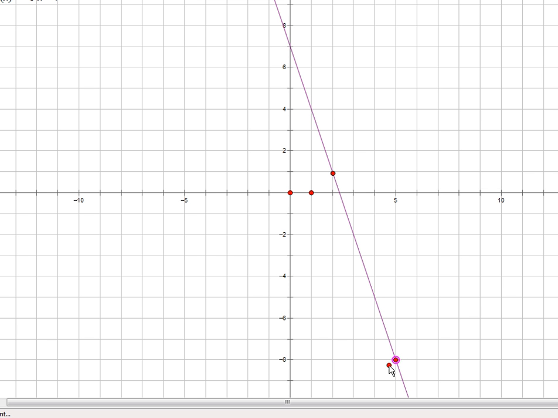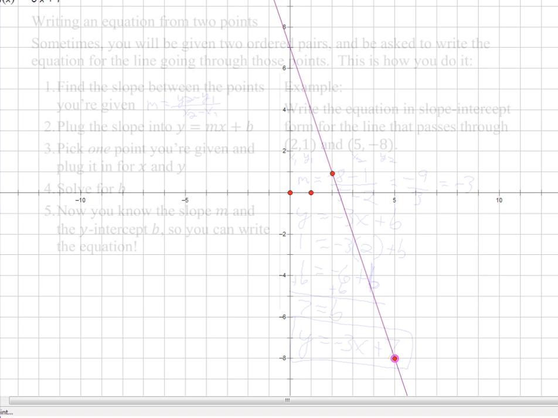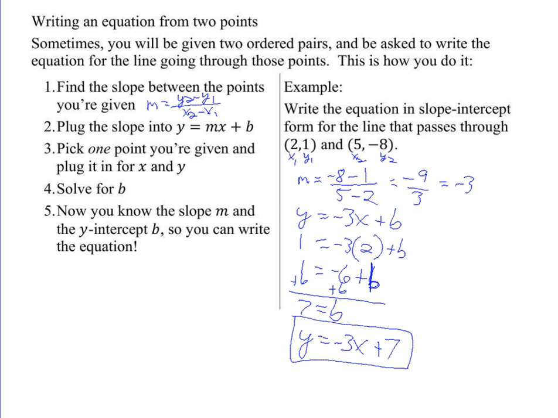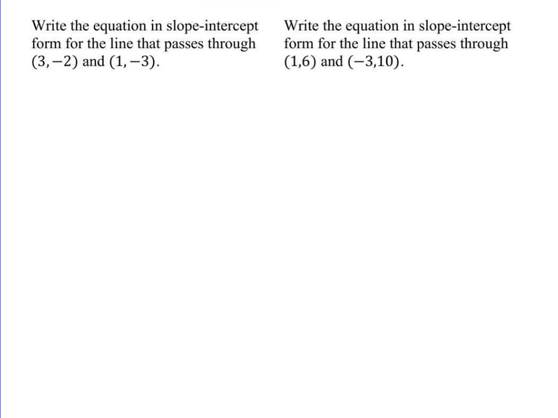So I just wanted to check to make sure that the math that we did to create that equation actually does create a line that goes through the 2 points that they gave us. Okay? It works. It always works. So follow that procedure, and you're going to be just fine. We have 2 more examples here. I'd like you to try the first one only.